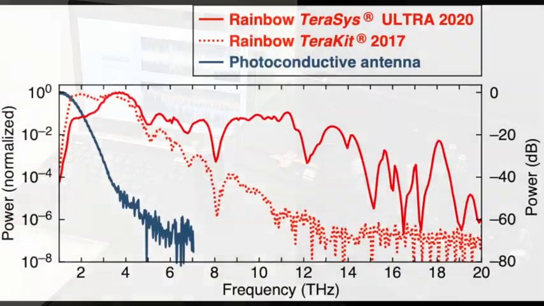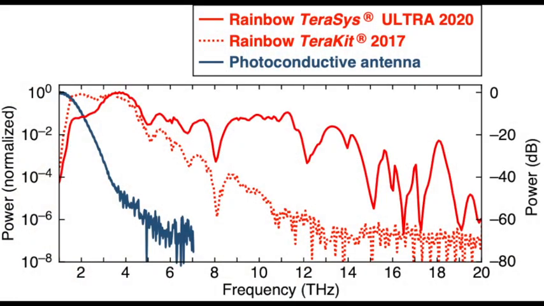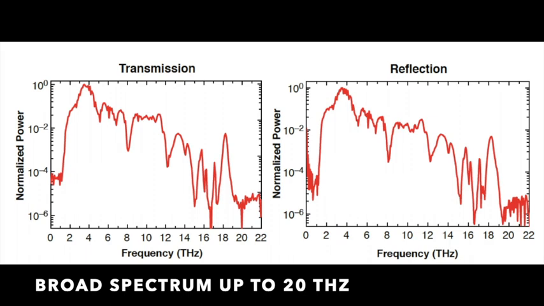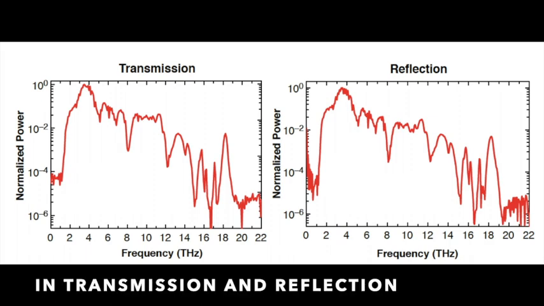Here we show an example of a broadband THz spectrum recorded with our TeraSys Ultra. For comparison, the typical spectrum obtained using photoconductive antennas and the results using our previous device, the TeraKit. The TeraSys Ultra can measure up to 20 terahertz in both options, transmission and reflection. Now let's go to a few application examples.